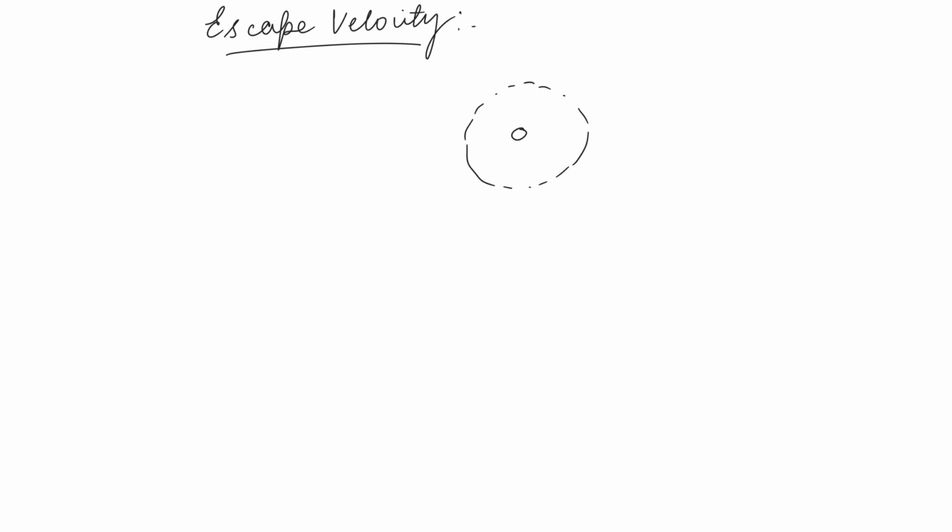So, in this lecture, we will talk about the escape velocity. So, what is this escape velocity? It is the minimum velocity with which a body must be projected up so as to enable it to just overcome the gravitational pull. So, if this is a planet and this is the gravitational field, what will be the minimum velocity through which a body can be projected out so that it just overcomes the gravitational pull of the planet?